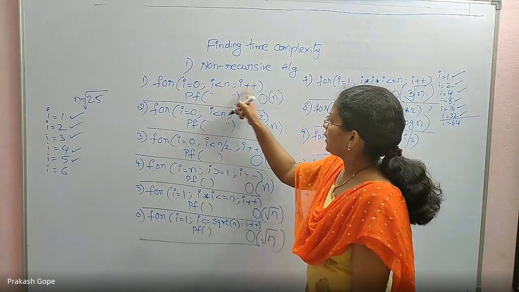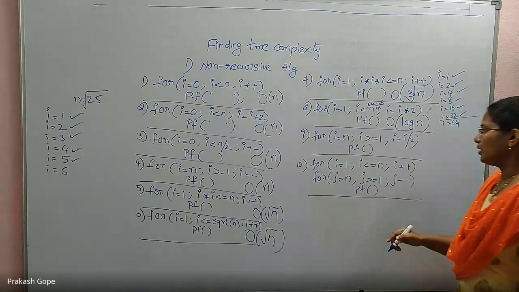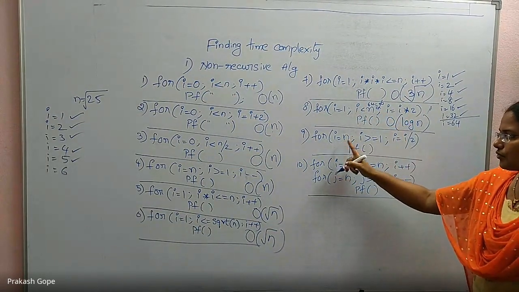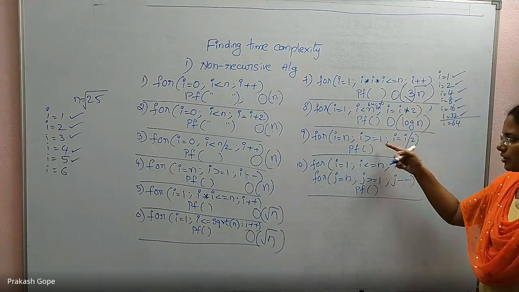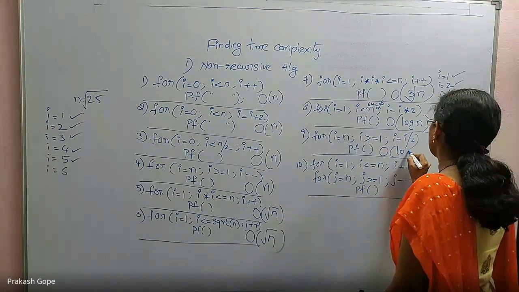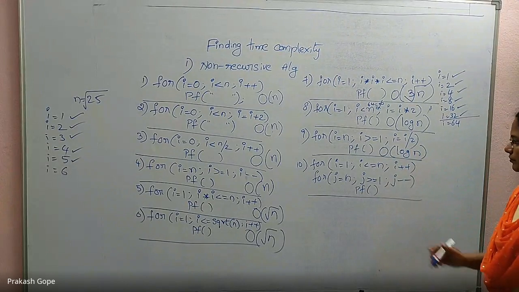It is from 0 to n, i plus plus. This is n to 1, i minus minus. Similar to that, 1 to n with i = i * 2, and this is from n to 1 with i = i / 2. Same, right? Both are same. This is the reverse way of writing, just to confuse us, the question can be like this. So it is log n. Yeah, next one.